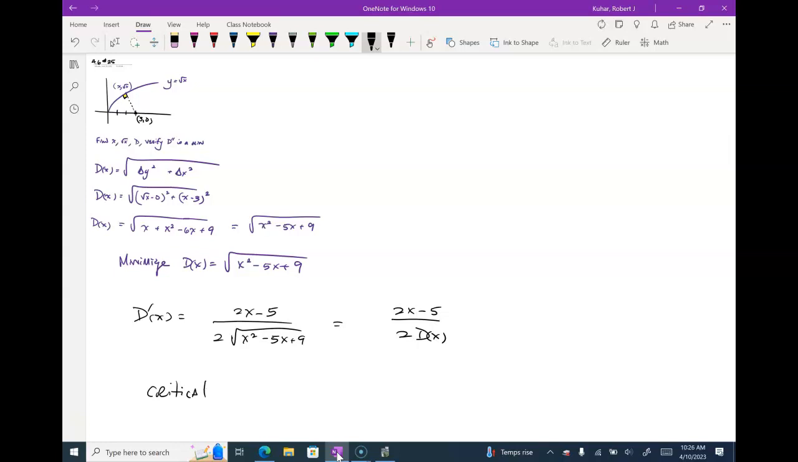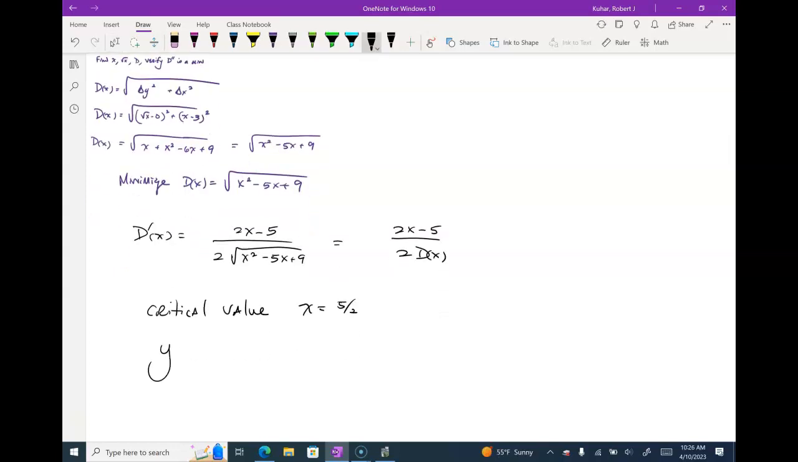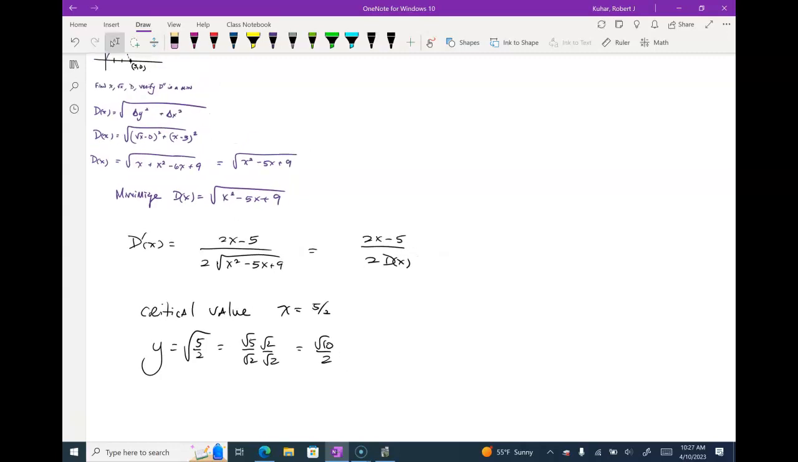So we have a critical value of x equals 5 halves. I can get the y value of square root of 5 halves, which is what? Rad 5 over rad 2, which is rad 10 over 2. There's my distance. I can get the distance of 5 halves.